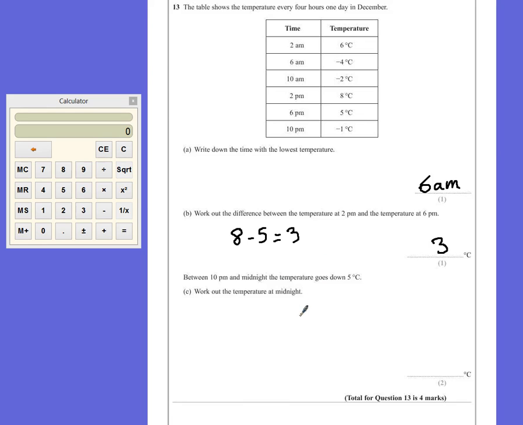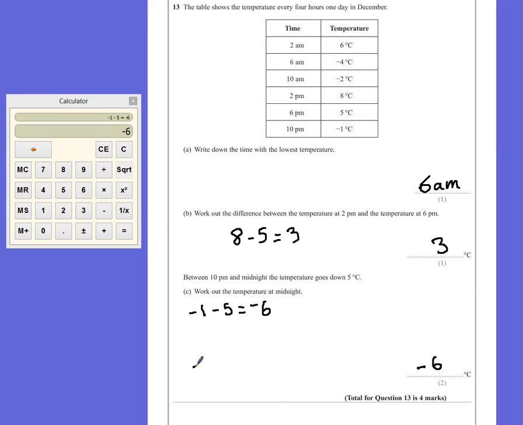There are a few ways to do this. One, you could put it into your calculator. You have -1, and if we're going down 5 degrees, we can see that it's -6. But we also need to show some of our calculations. So in that case, we would have written down -1, take away 5 equals -6.